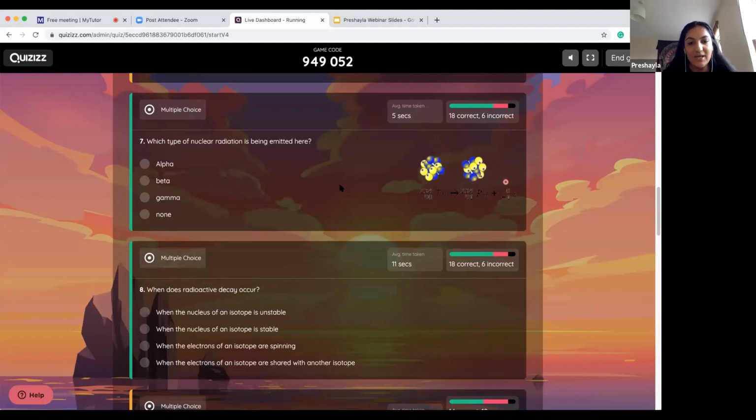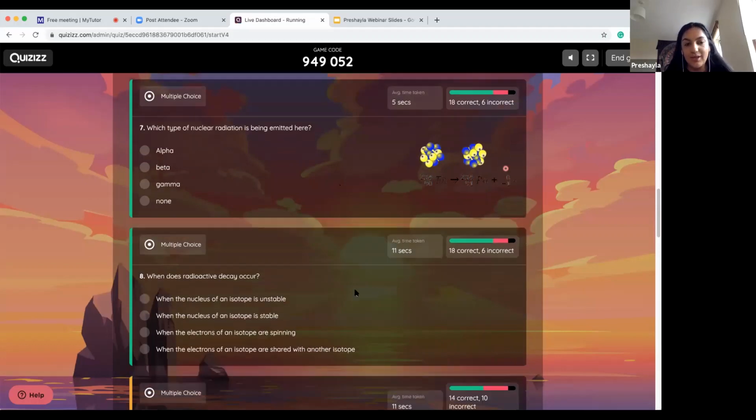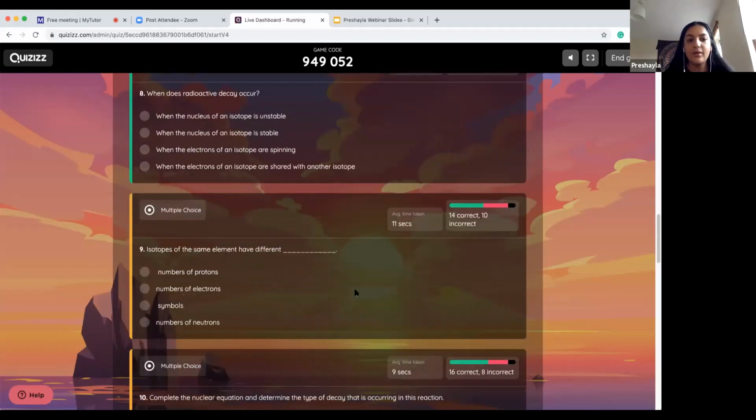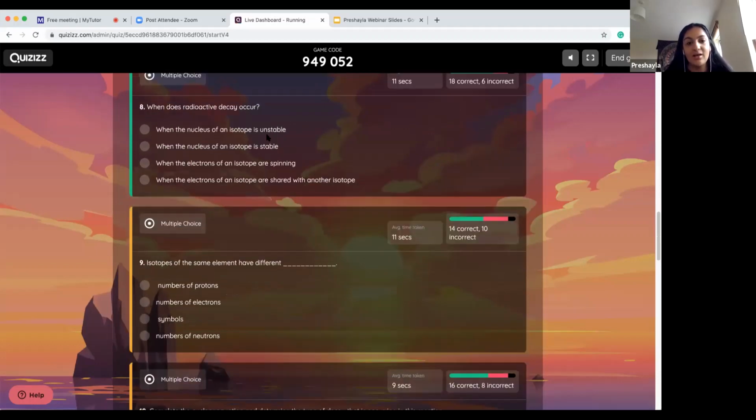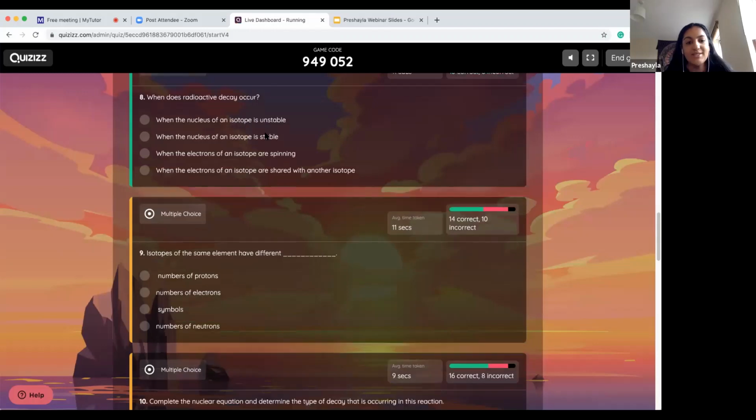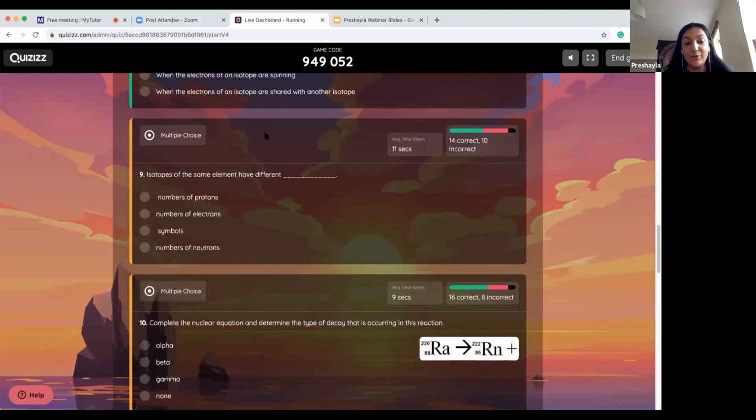Which type of nuclear radiation is being emitted in this equation? So we can see that we have 0 minus 1 e. Now that is the symbol for an electron and therefore beta. When does radioactive decay occur? That's when the nucleus of an isotope is unstable and it gives out decay to make it more stable. Isotopes of the same element have a different number of neutrons, same number of protons.